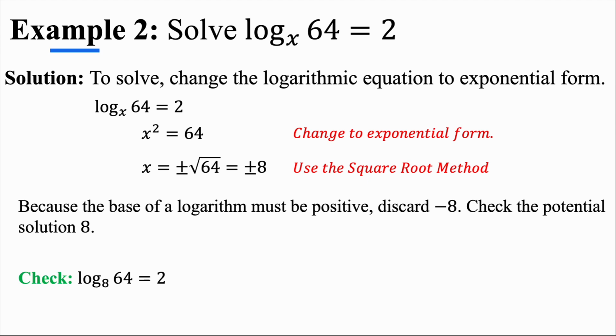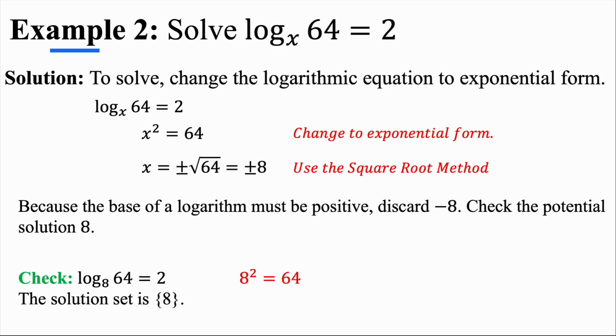Let's check. Plug in positive 8 for x. You get this. From here, you can apply the change of base formula. That is, take the logarithm of 64 and divide it by the logarithm of 8 using a calculator. This side should turn out to be a 2. And then, of course, 2 equals 2, which works. Or you can convert this to exponential form by taking the base raised to this power and see if it's equal to that number. Well, we know that 8 squared equals 64, and therefore the solution in this case would be 8.